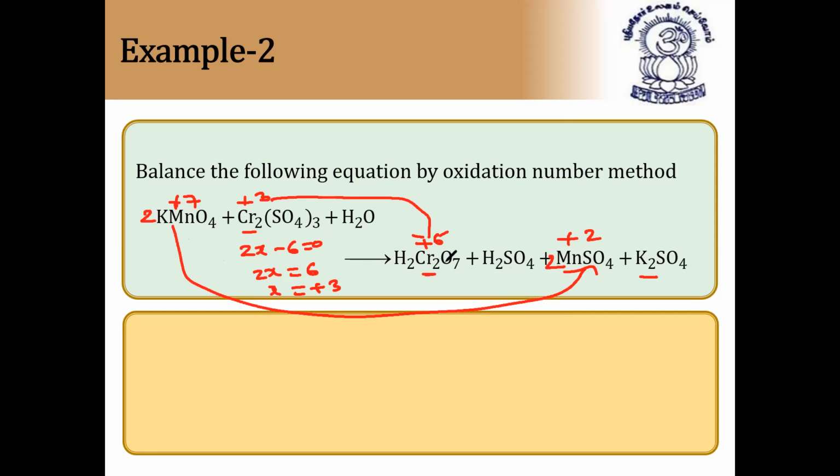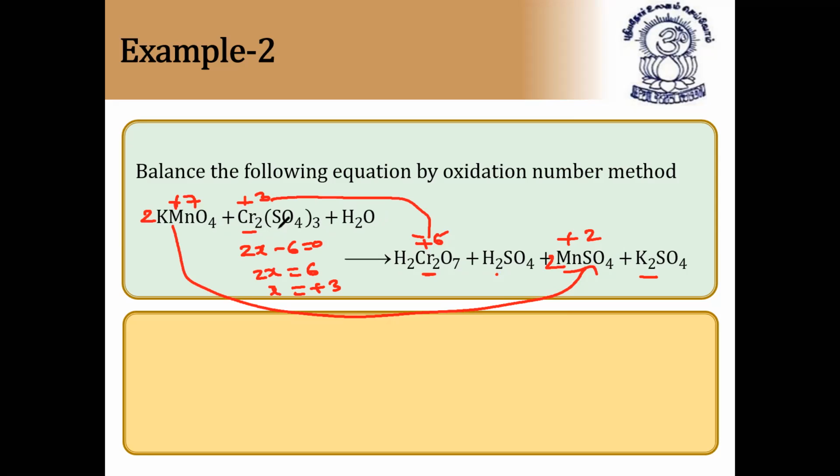Next we have chromiums 2. Now finally we have to balance oxygen as well as hydrogen. Let us see how many hydrogens: 2 hydrogens here, but on the other side 2 plus 2, 4, so 4 plus only 4. So here if you add 2 H2O. But we have to see the oxygens also.